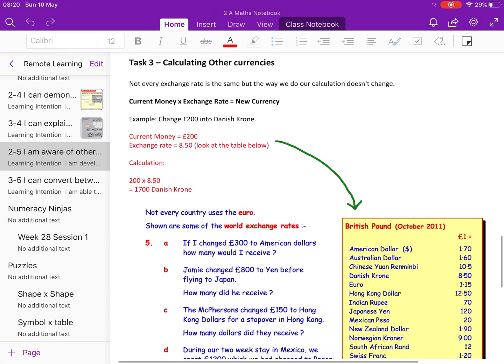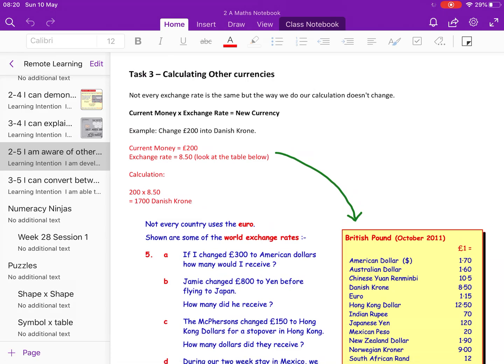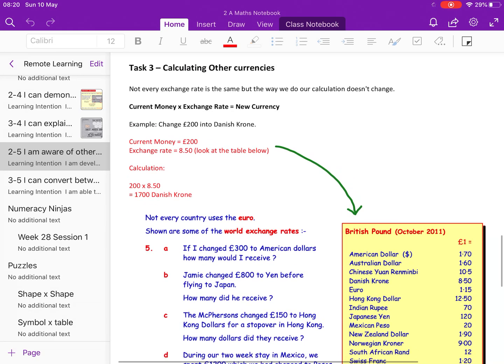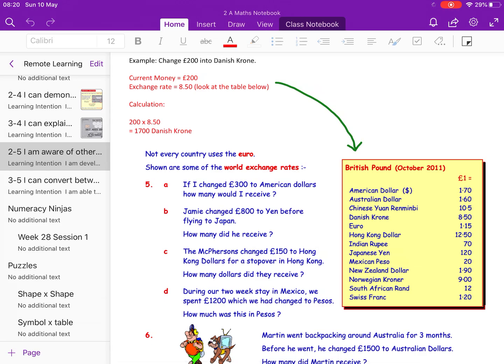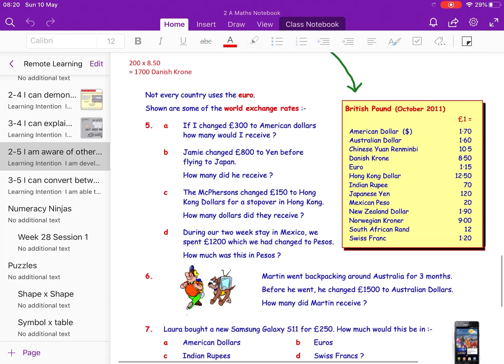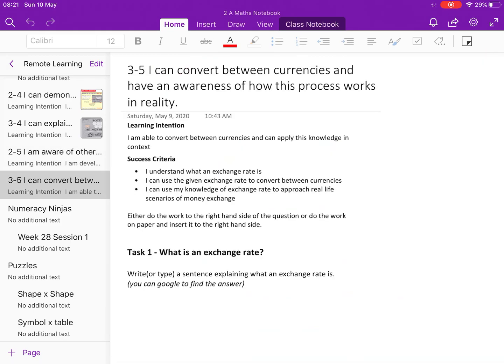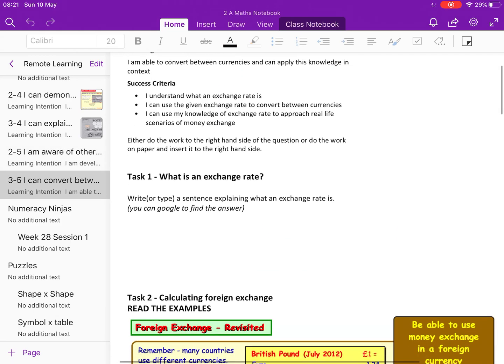Task 3 is still calculating currencies, okay? I've put a little example in here of how to do it. I'm going to go through a couple of examples in a second as well. But this time we're looking at other countries, so not just the exchange rate of the euro, but we've got this table down here on the right hand side in yellow, where we've got given exchange rates for lots of different currencies. What's really important is you read that table, and when you do the calculation, you pick the correct exchange rate. Level 3, very similar, but just pushing you on a little bit.